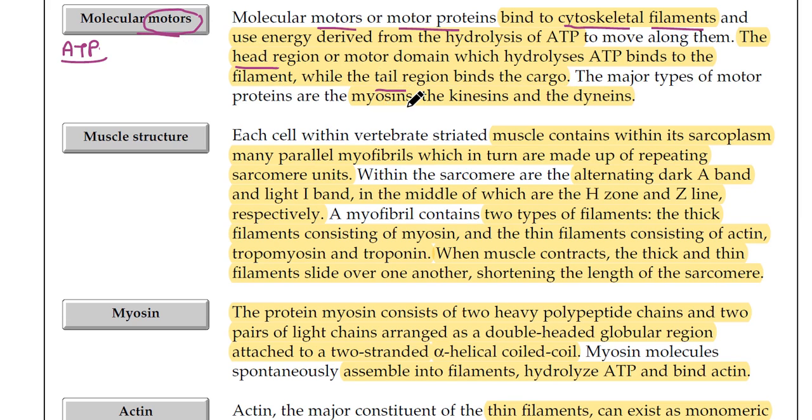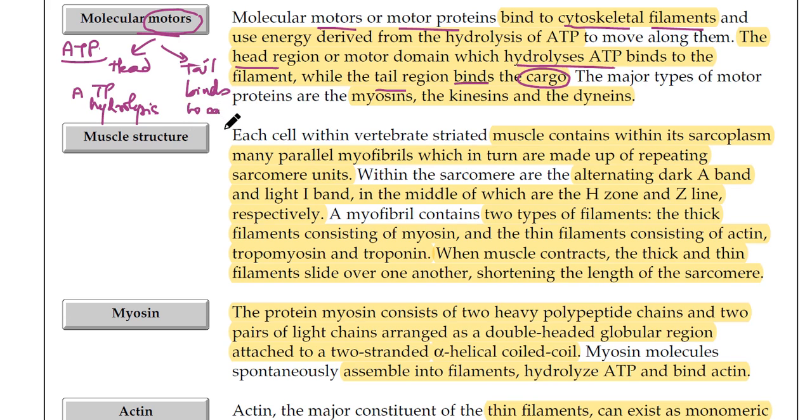The head region is responsible for hydrolyzing the ATP, and the tail region binds to the cargo protein. So this molecular motor has a head region and a tail region. The head region is responsible for ATP hydrolysis and the tail region binds to cargo.